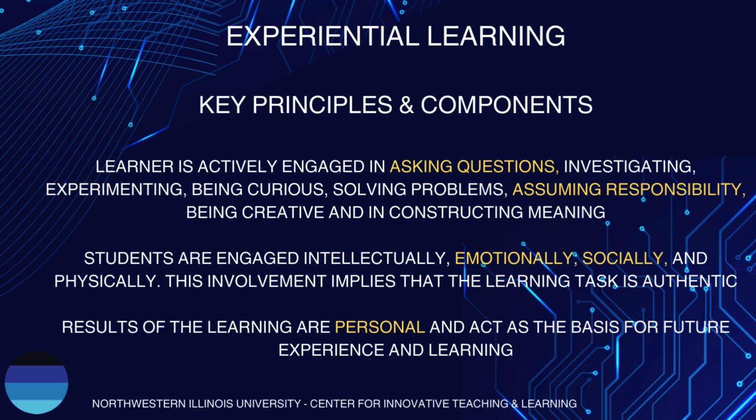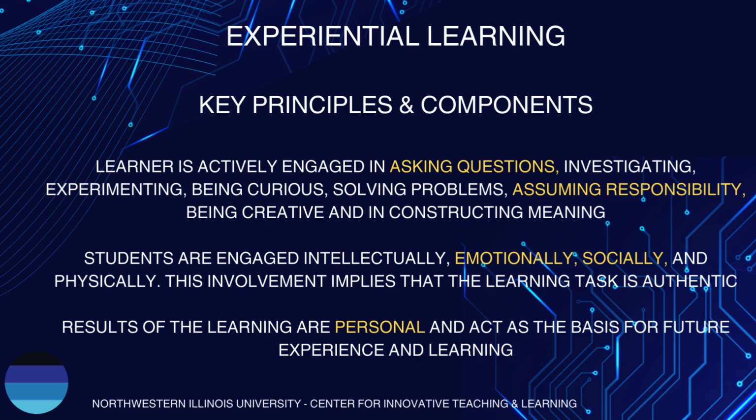The students also must be engaged intellectually, emotionally, socially, and physically. This involvement implies that the learning task is authentic. And by socially, it means that students and learners need to be willing to interact and do team building exercises and learn from each other. Obviously, physically means they must show up to the trainings and be intellectually and cognitively involved. And then finally, results of the learning are very personal and act as the basis for future experience and learning.